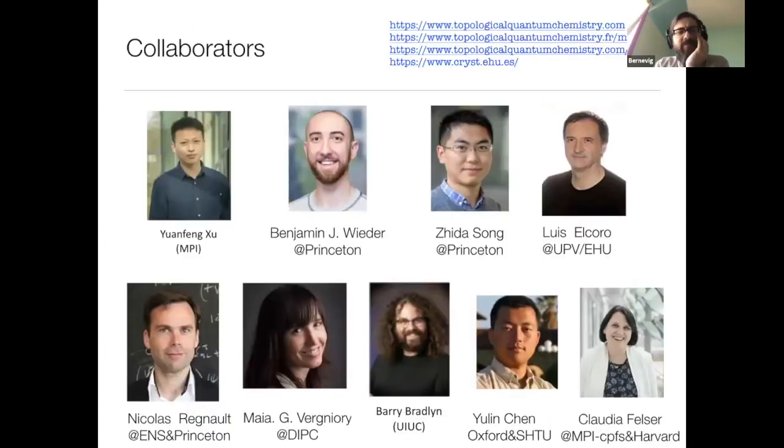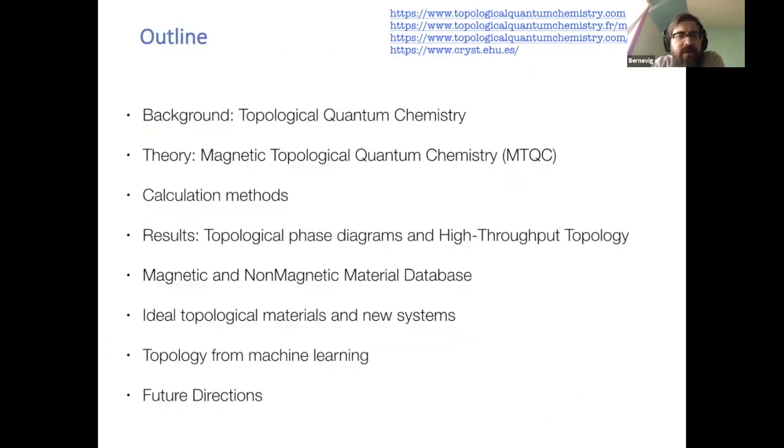Of course, the collaborators are the ones that did most of the work. The magnetic stuff is basically done by Sue Wieder, Song, El Coro, and Nicolas, and of course the other collaborators, Vernieri, Bradlin, Chen, and Felser, are instrumental in the first part of the talk.